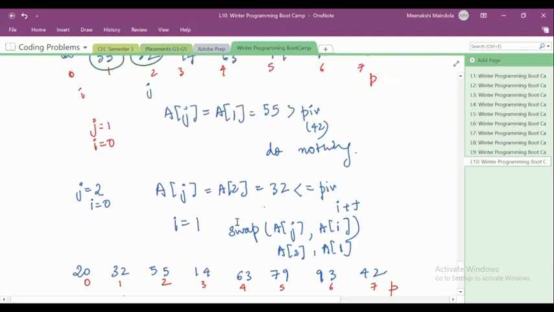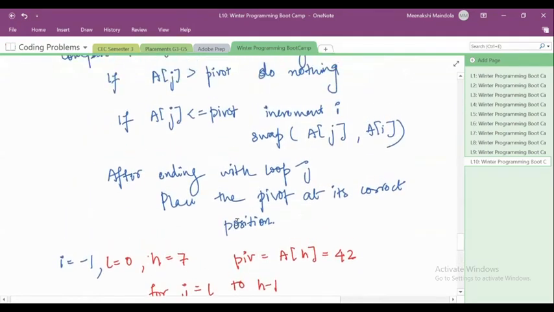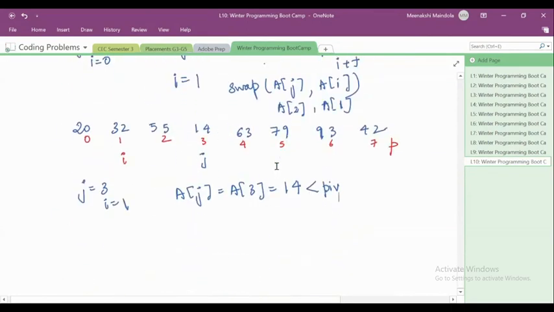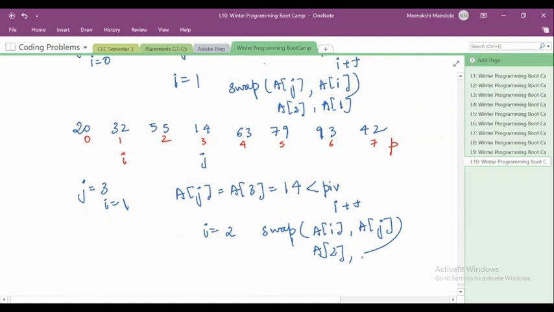So what happens in this case? If a of j, as we have written here, is less than or equal to the pivot element, then we increment the value of i and we swap, right? We do i plus plus. i was earlier 1, it will now become 2 and we again swap. So what do we swap? We swap a of i and a of j. i has now become 2, so a of 2, and a of j is currently a of 3.